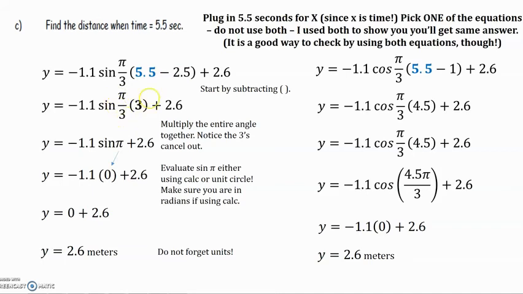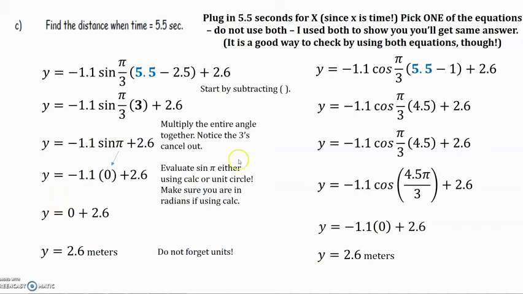So altogether, this pi thirds times 3, that's actually representative of our angle. So what is pi thirds times 3? Well, that's just pi. So now I want to take the sine of pi, because now that I figured all this, I simplify this area right here. The sine of pi is 0, and you get that by looking at your unit circle. So now I have 0 times negative 1.1, which is just 0. I add 2.6, so my final answer is 2.6 meters.